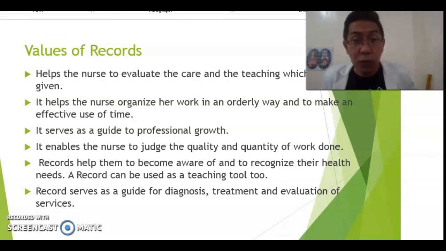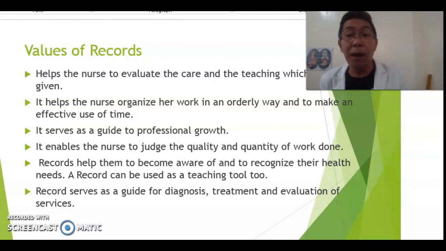So we can also judge the quality and quantity of work that has been done. Since we have the record, we can follow up, we can add more, or we can skip things that we do not need to do since the record already exists. So we become aware and recognize their health needs as much as we can, as the record provides, because records also serve as a teaching tool.